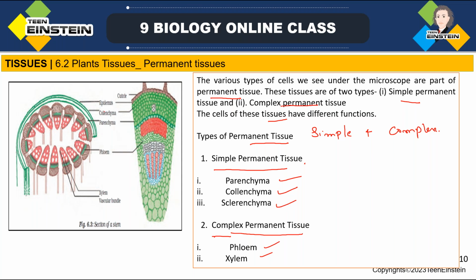So here you can see parenchyma, these cells. Then the collenchyma, some more thick cells. Then sclerenchyma. Okay, so these are the simple permanent tissues.